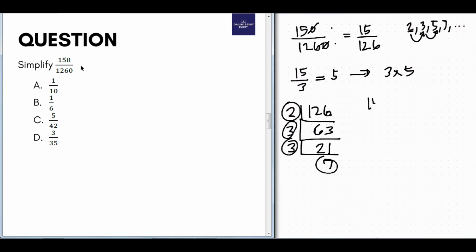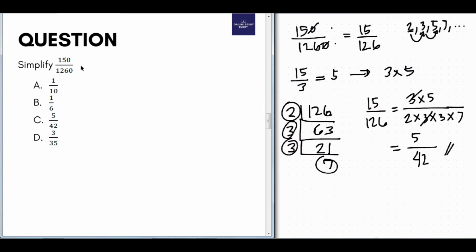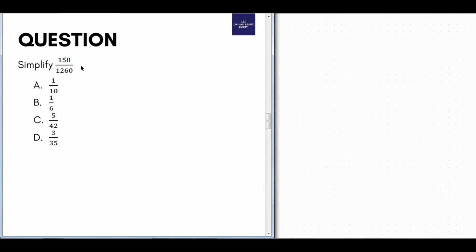So, 15 over 126 can be expressed as 3 times 5 over 2 times 3 times 3 times 7. Cancel natin yung 3. So, we will have 5 over 2 times 3, 6 times 7, 42. That's our final answer.